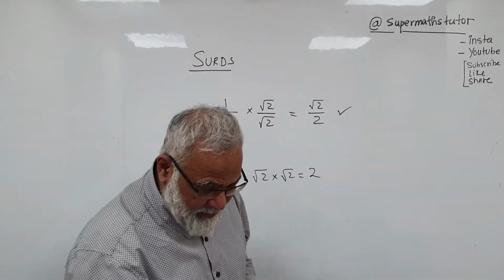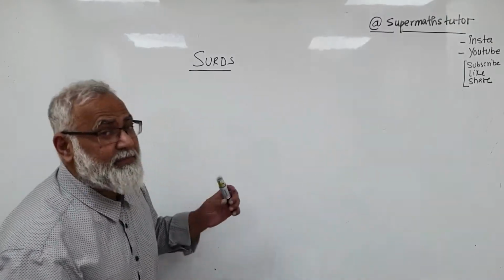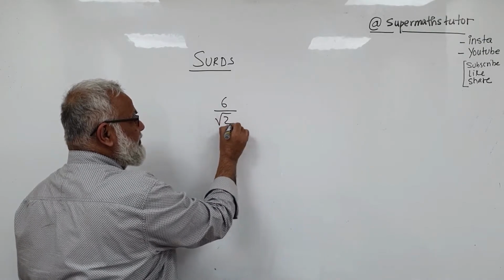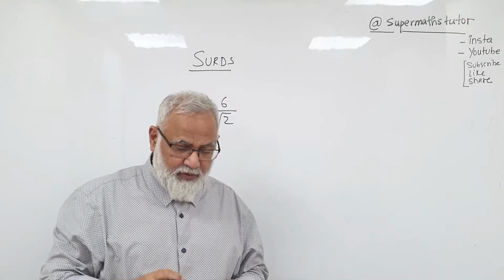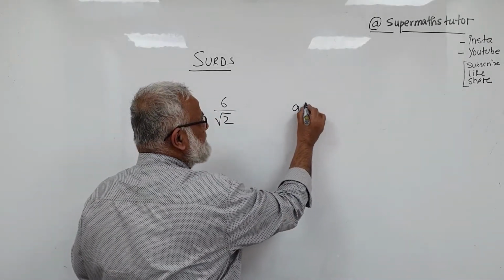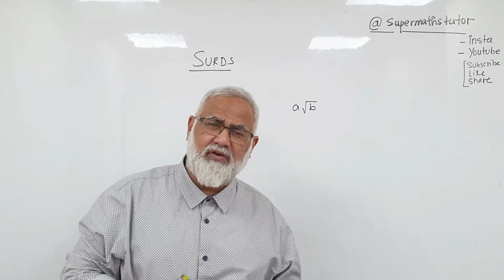Now I'm going to tell you another question. This is a past paper question, by the way. 6 over root 2, that is the question, and you have to write it in the form a root b. And they could ask you what is the value of a and what is the value of b.